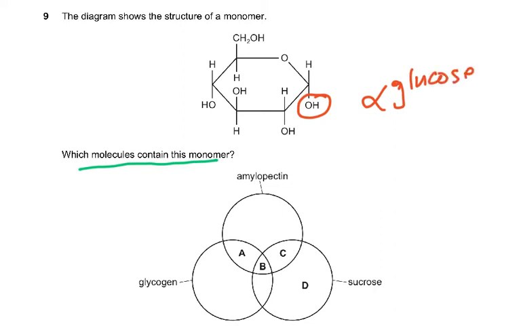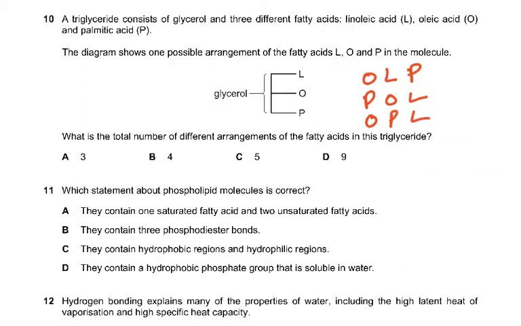Now alpha glucose is present in amylopectin, sucrose and glycogen. Beta is only present in cellulose, only cellulose. So the answer is B because alpha glucose is present in all three of them.